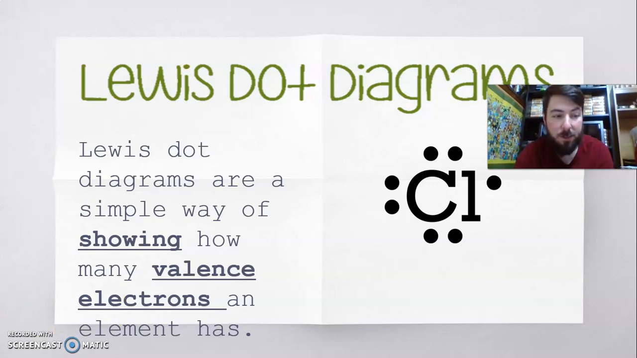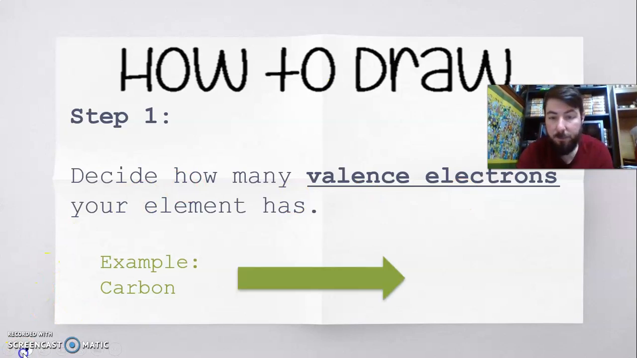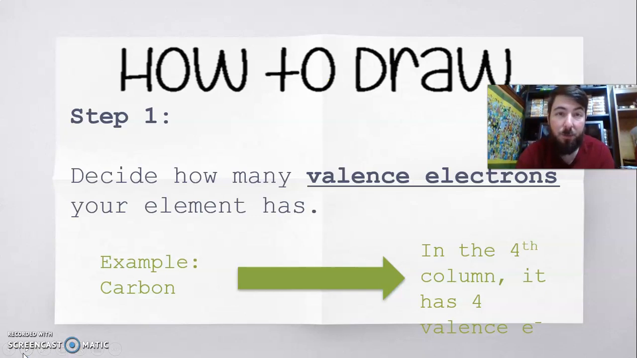Let's just take a look at an example here. So this is how we draw them. First, we have to figure out how many valence electrons your element has. So, for example, carbon has 4 valence electrons because it's in column 14. If you watch my video about the simplified Bohr diagrams, you'll see why, but I'm going to show it again in my next video.